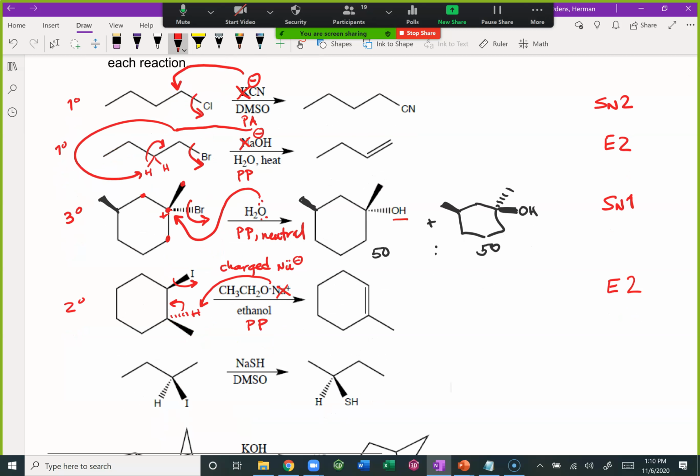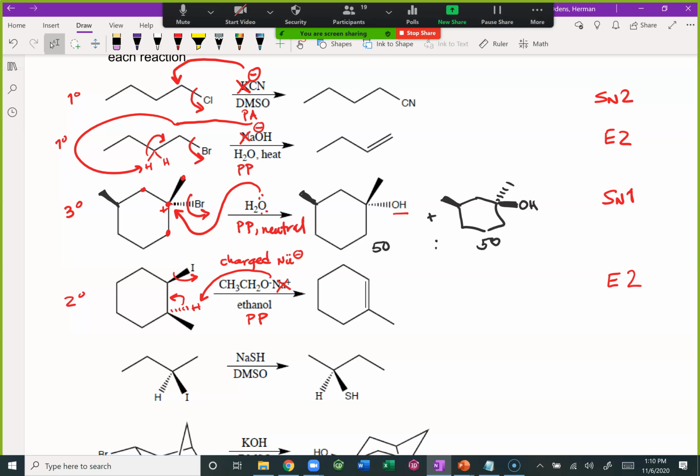What do you think you have? Elimination or substitution? Substitution, so we start with an SN. Is it SN1 or SN2? SN2, very good. You can see that this iodine was exchanged with this thiol group, all right? So when the S has an H, it's called a thiol group. Check this out. This is a thiol. We're not going to talk too much about the thiol groups, the sulfur groups.